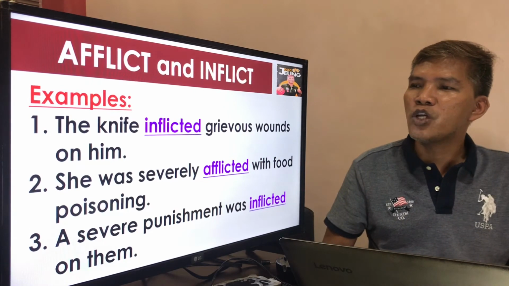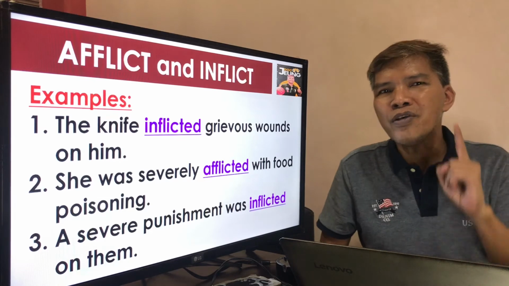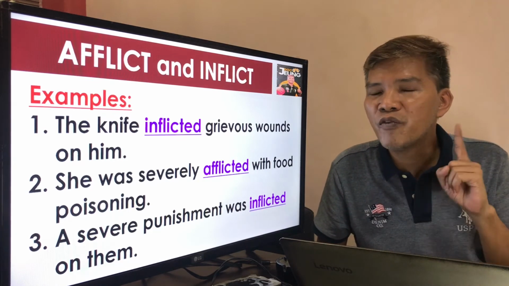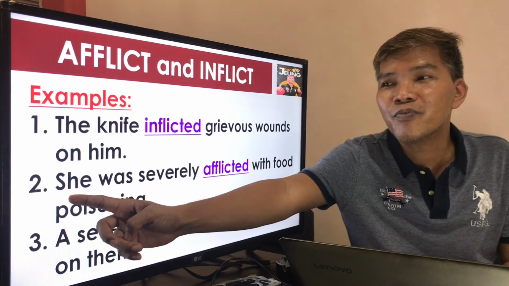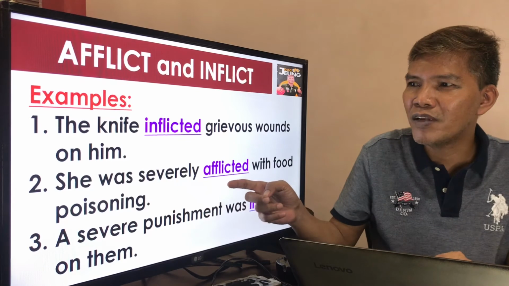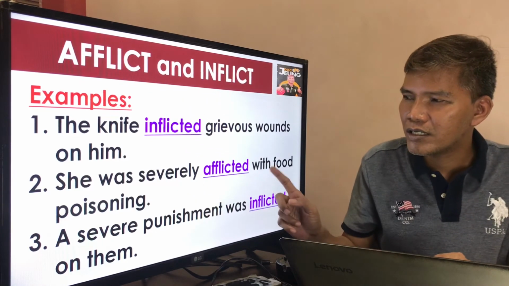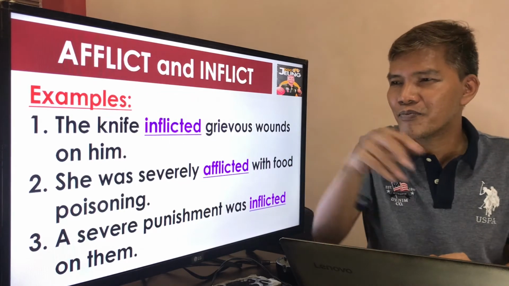Number two, she was severely afflicted with food poisoning. Who is suffering with food poisoning? It is she. So, the focus is on the one who is suffering. She, that's why we use afflicted. Also, there is a preposition with, that's why we use afflict.